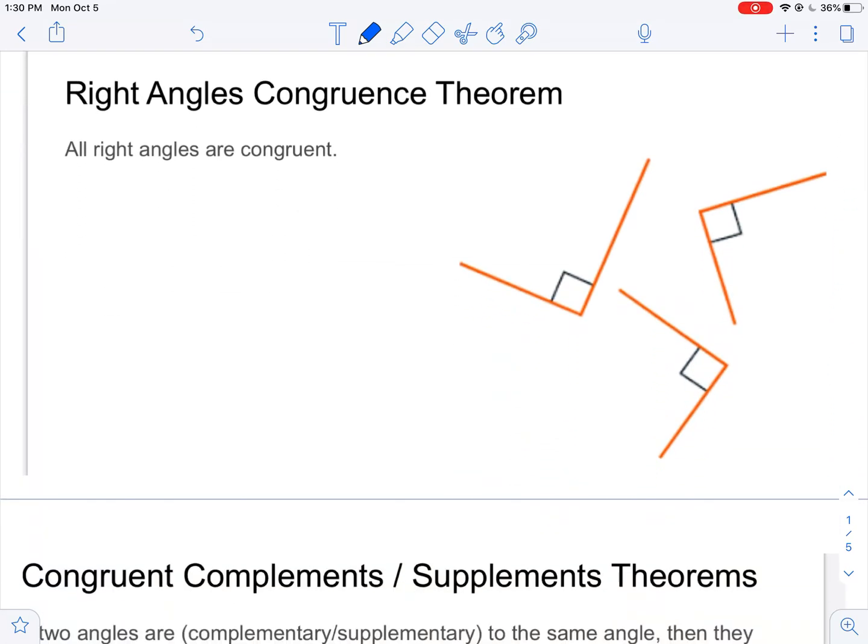So let's look at one of our 5 congruence theorems. We've got the right angles congruence theorem, which just says that all right angles are congruent. And remember, congruent means that they have the same measure. If that's 90, and that's 90, and that's 90, well then, those have the same measure. By definition, they are congruent.